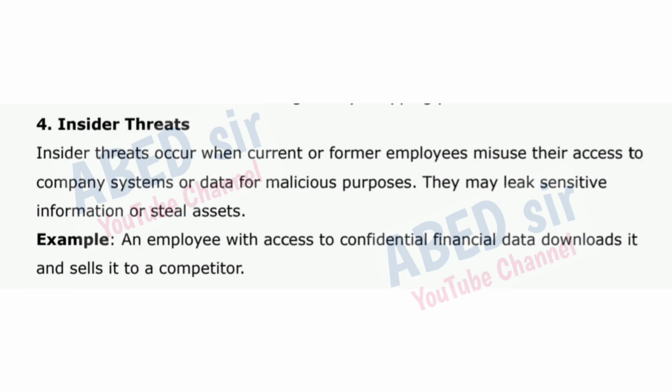4. Insider threats. Insider threats occur when current or former employees misuse their access to company systems or data for malicious purposes. They may leak sensitive information or steal assets. Example: an employee with access to confidential financial data downloads it and sells it to a competitor.